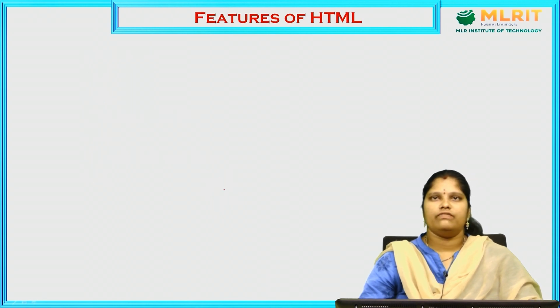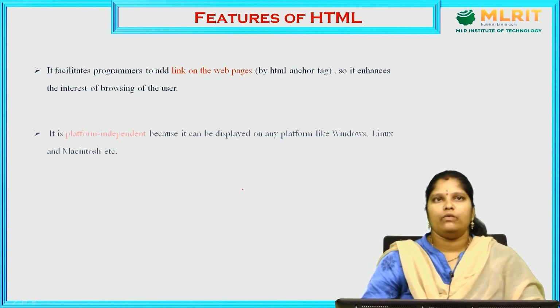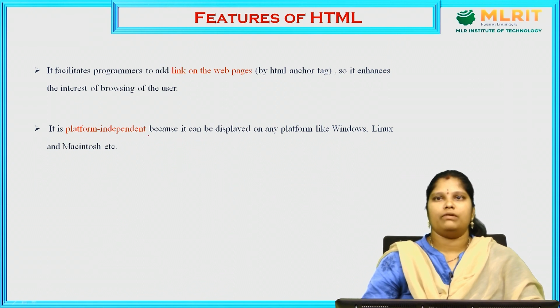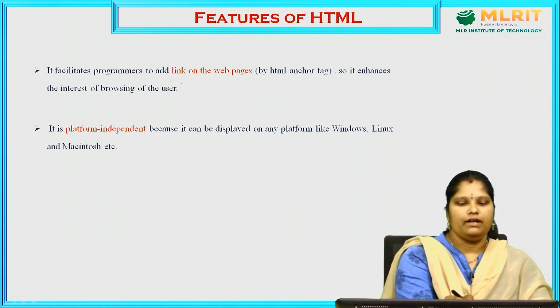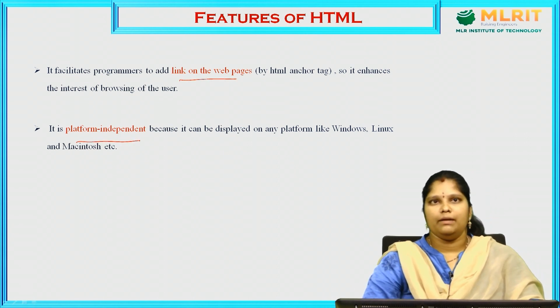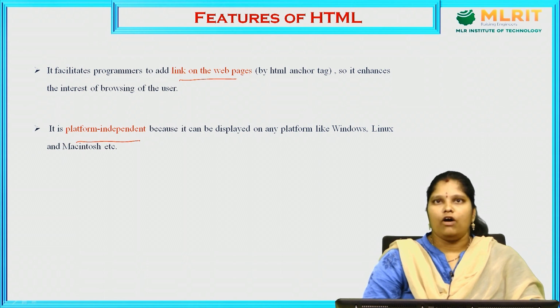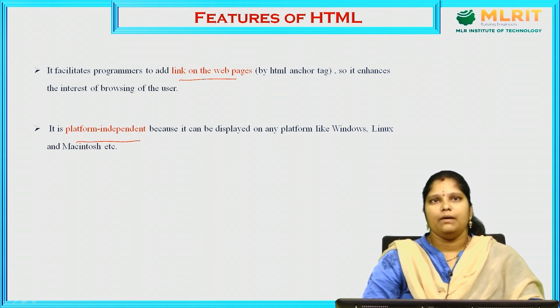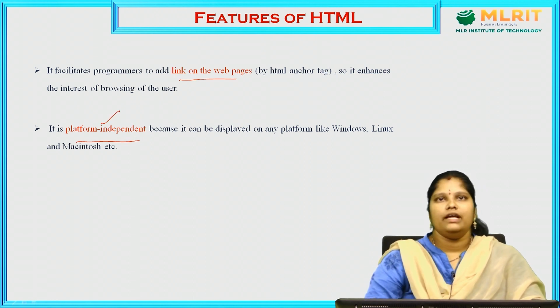And next, what are the features we are having in HTML, right? First feature is it facilitates programmers to add links on the web pages, so it enhances the interest of browsing of the user. It means in the HTML page itself we can add the links, right? By clicking on that link, the required page is opened, right? And next one is it's platform independent. It's platform independent because it can be displayed on any platform like Windows, Linux and other machines. We can execute the HTML program on any platform. That's why we call it platform independent, right?